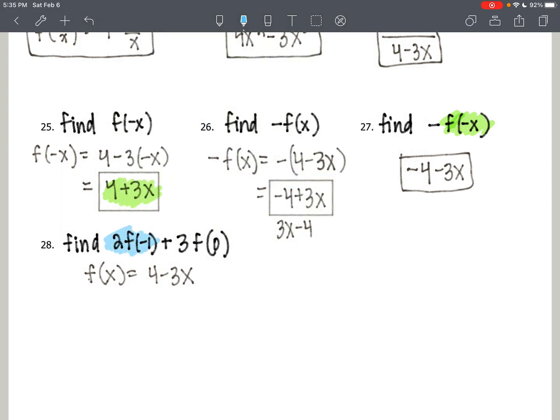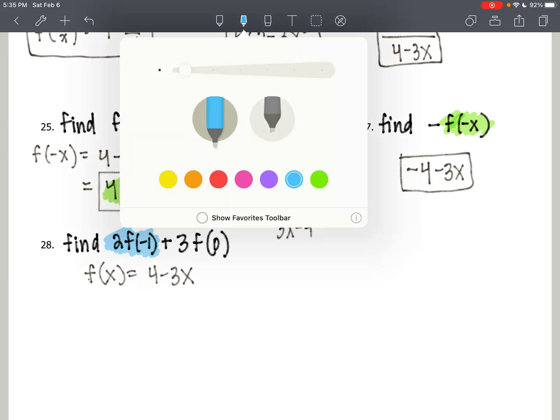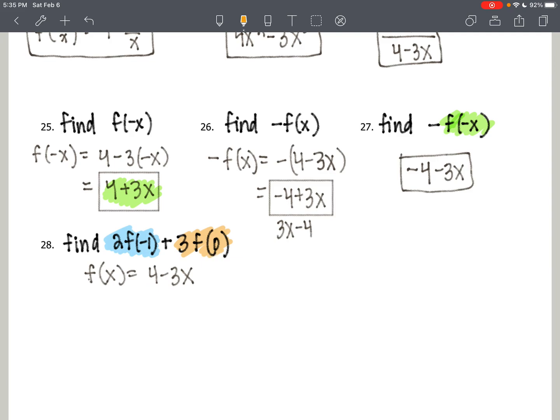I'm going to figure out what 2 times f of negative 1 is first. And then I'm going to find out what 3 times f of 0 is. And then I'm going to add those two values together. So 2 times f of negative 1 is 2 times 4 minus 3 times negative 1. And that's 4 plus 3, which is 7, 2 times 7 is 14. So I'm going to highlight that in blue.